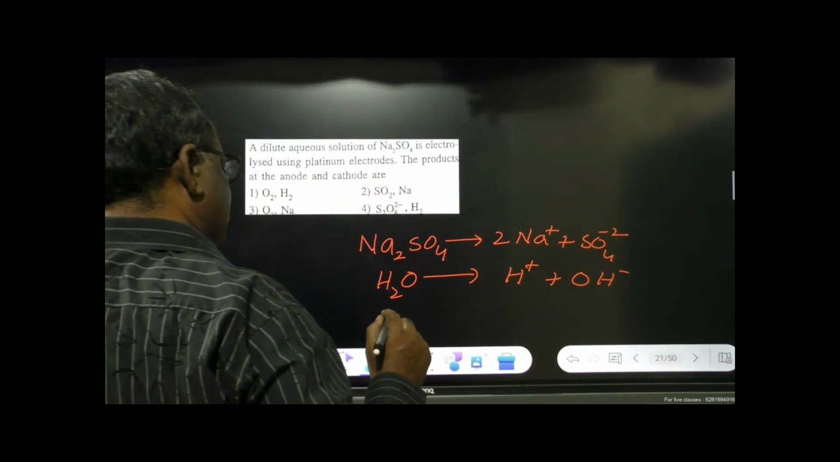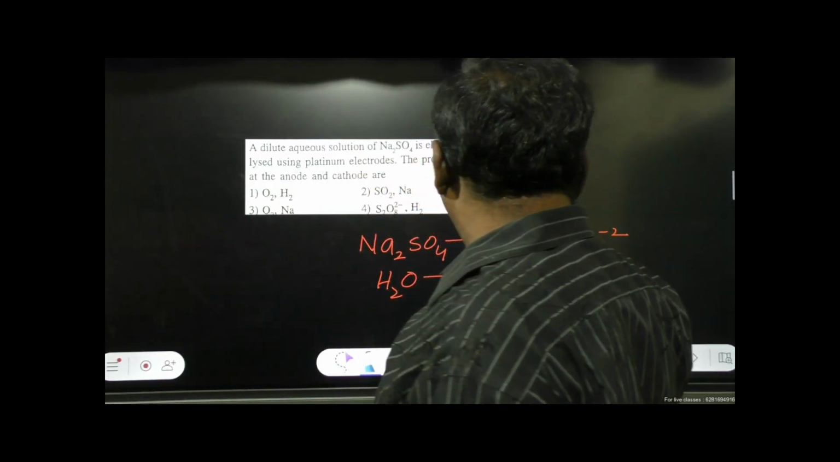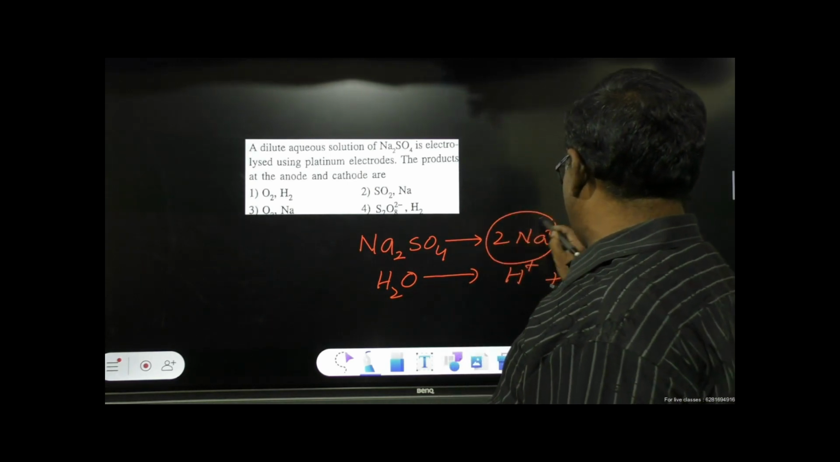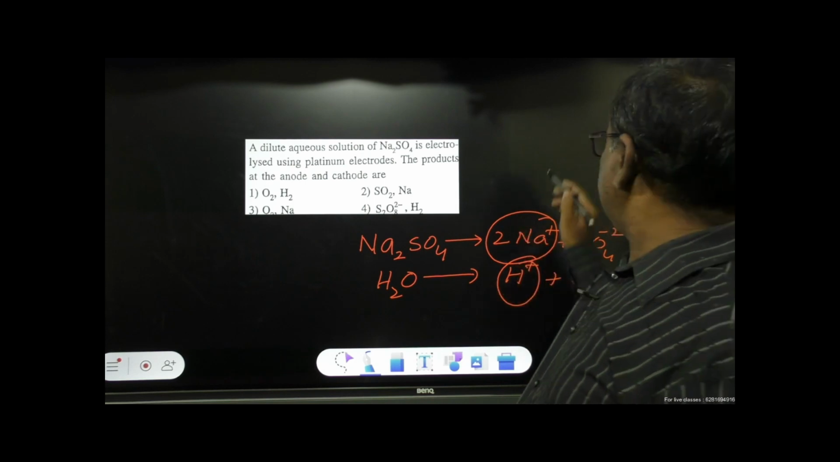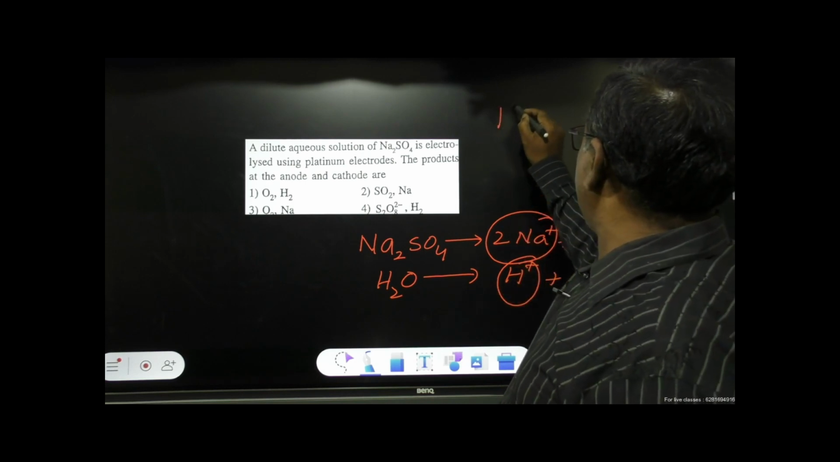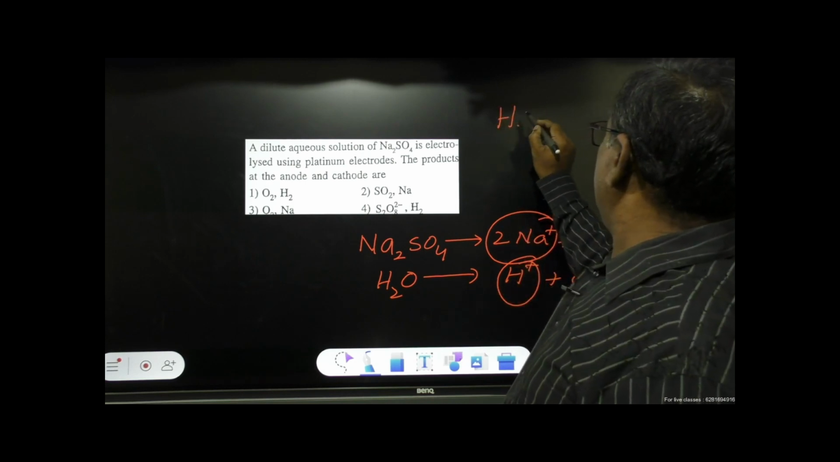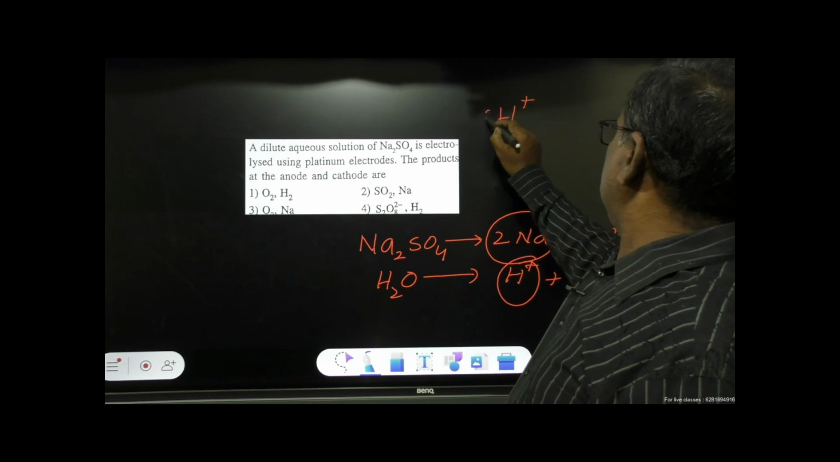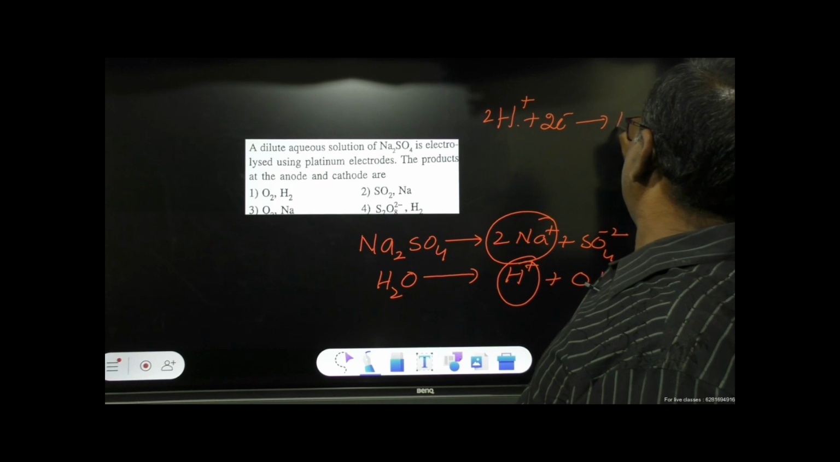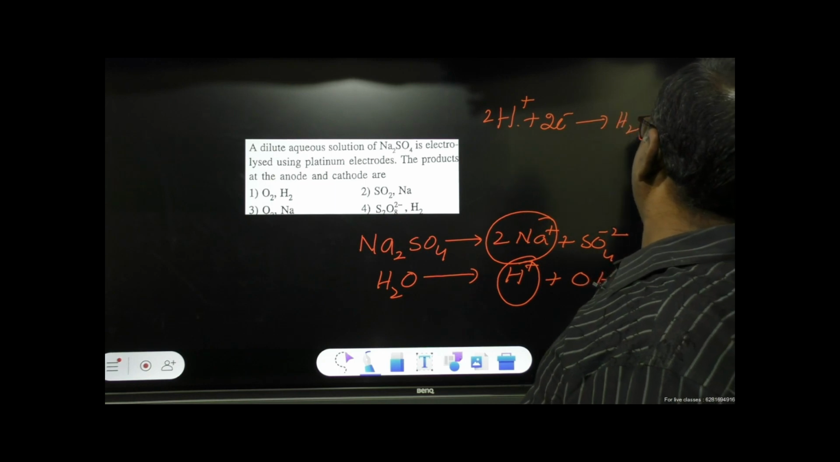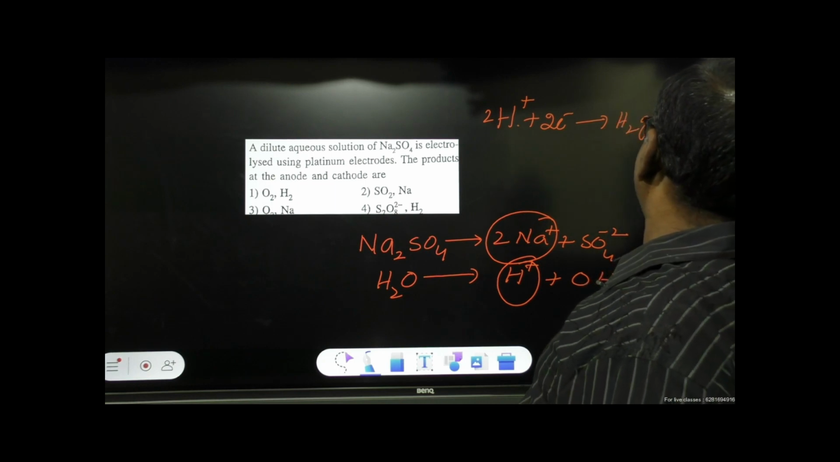So in this electrolysis, two cations are available. One is the Na+ ion and the other one is the H+ ion. Out of these two ions, H+ ions are preferably reduced over sodium ions. So it will give us H2 gas at the cathode.